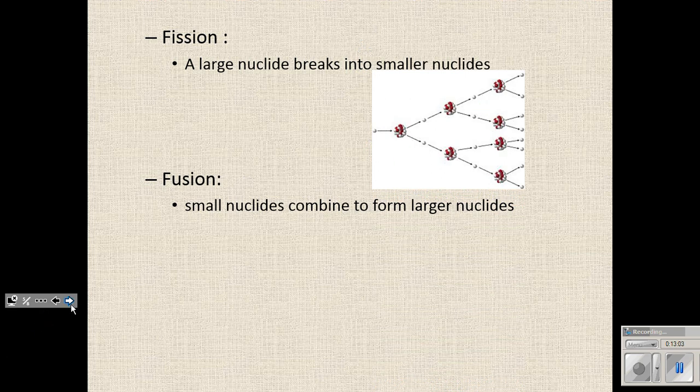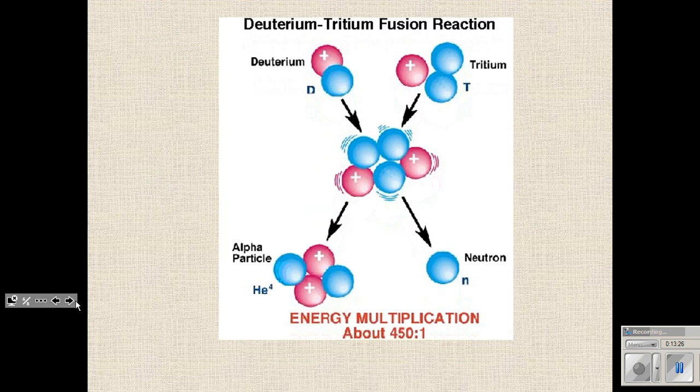And then fusion is just the opposite. Fuse means come together. So we've got two smaller nuclides that are coming together to make a larger nuclide. Right? Fission is what happens in our nuclear reactors. Fusion is what happens in the sun. That's what is fueling the entire energy of the Earth. So here's a little fusion diagram.